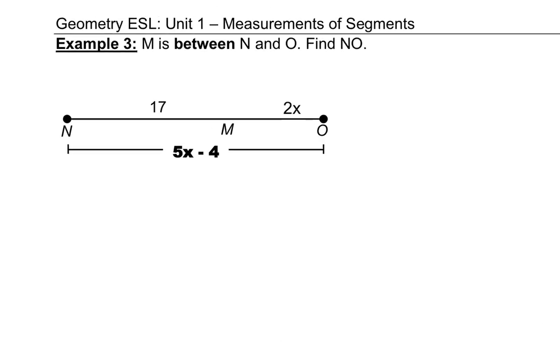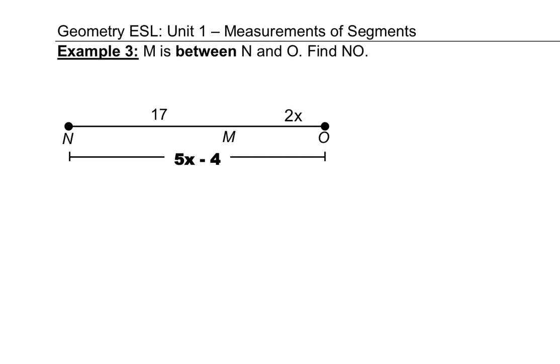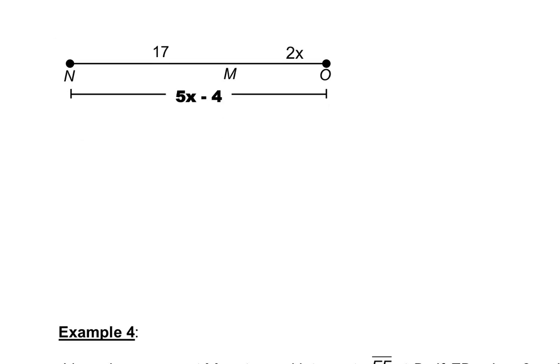So let's read the scenario. Let's look at example 3. M is between N and O. Find NO. Okay, so first things first, I noticed that M is there, but I don't see a little point. So I'm going to just add it there. Right there. Just a point there for M. Okay, so from N to M, it's 17. From M to O, that part is 2x. Okay, so again, now it's not just numbers, it's numbers and letters together, because we're going to have to solve for x in just a bit. They also told us from N to O, so the whole part is 5x minus 4.